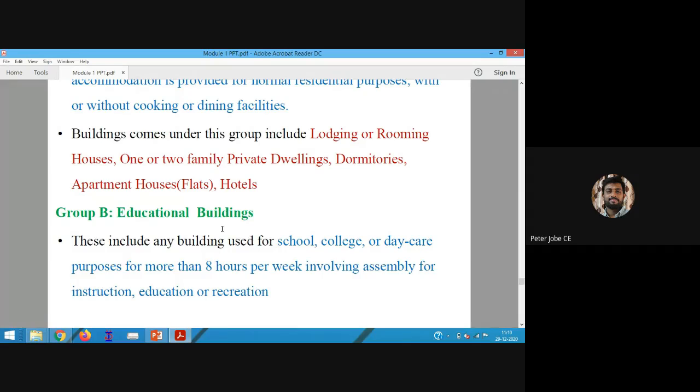Buildings which are used for school, college, or daycare purposes for more than 8 hours per week.